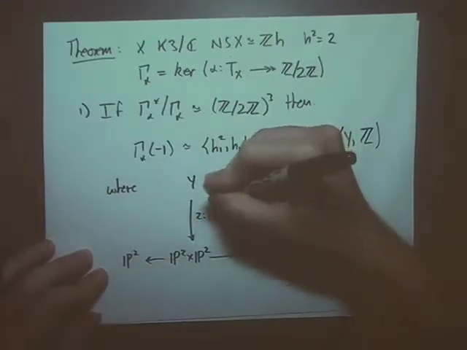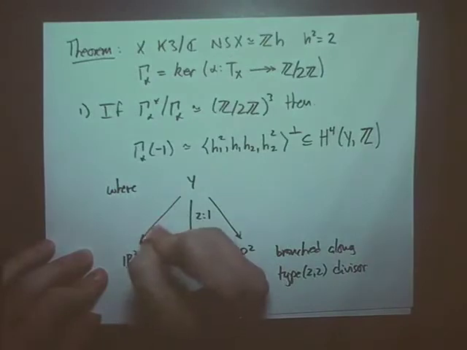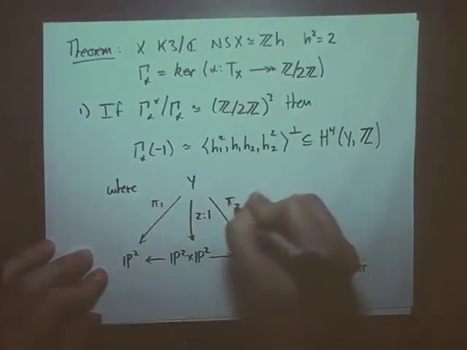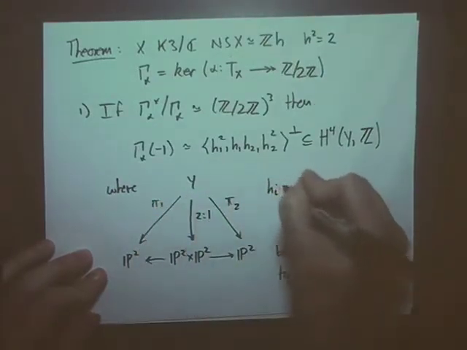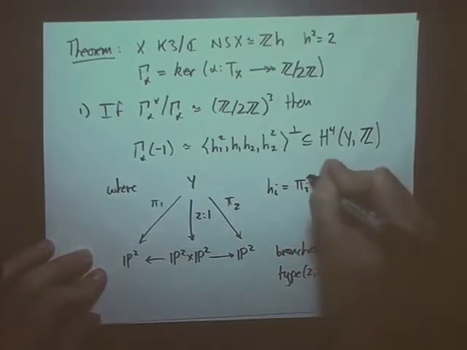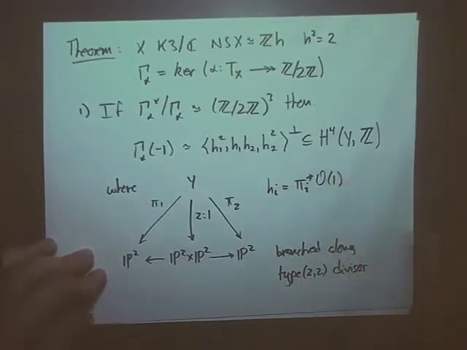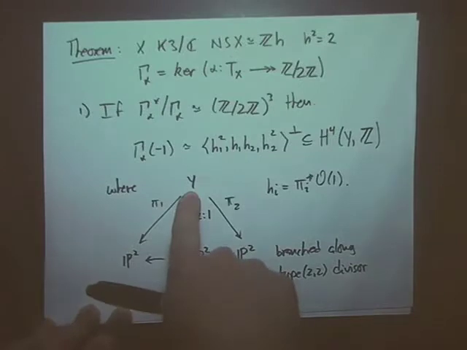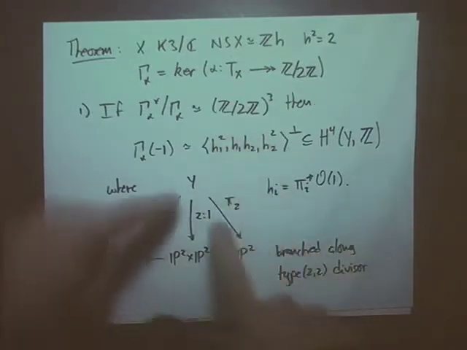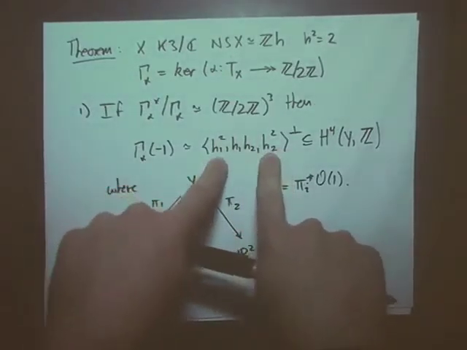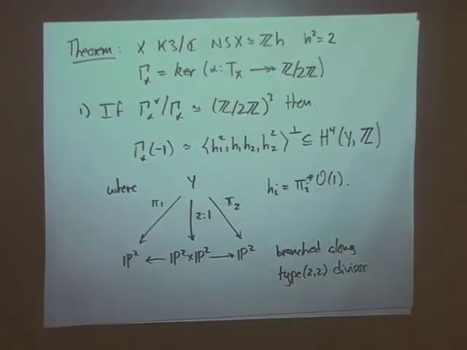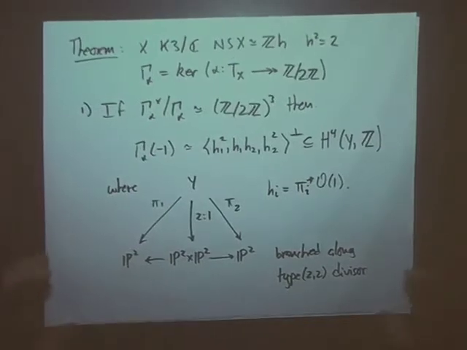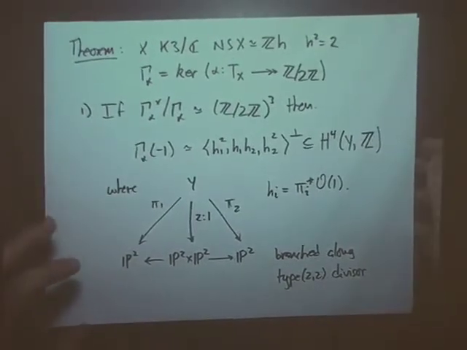I'll have my projections, let's call them pi 1 and pi 2. And these h_i are what happens when I pull back the class of a line in P2. So when I pull back the class of a line, I'll get some codimension 2 cycle in y. I know that I at least have this much in the algebraic part of H4. And there should be nothing else, in fact.